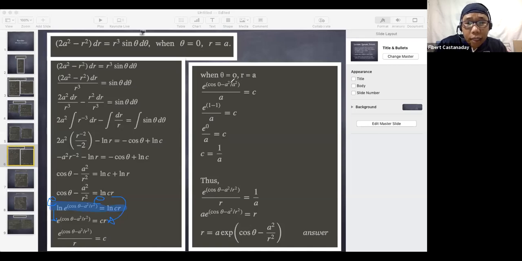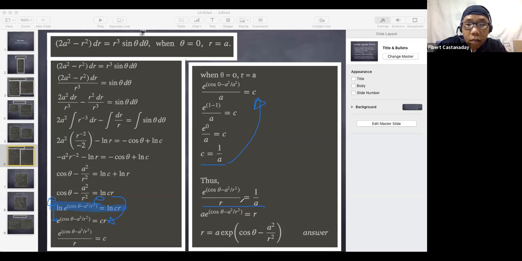You could actually cancel this, right? A squared divided by a squared is equal to 1. And cosine theta in radian measure is positive 1. Now 1 minus 1 is 0, and e raised to 0 is equal to 1. That's why the value of your C is 1 over A. Do you follow? Now that we have the value of C, we plug it in the general solution. That's why we have this particular solution.